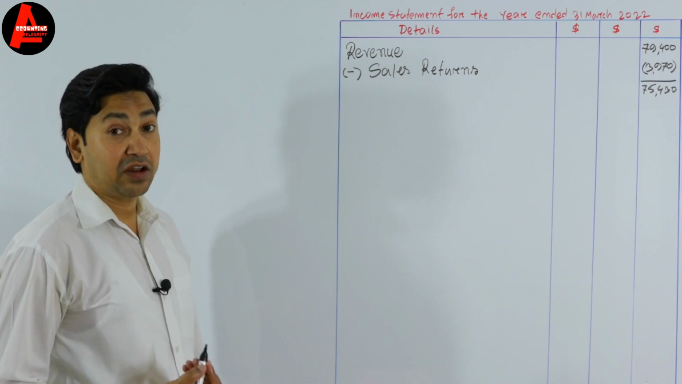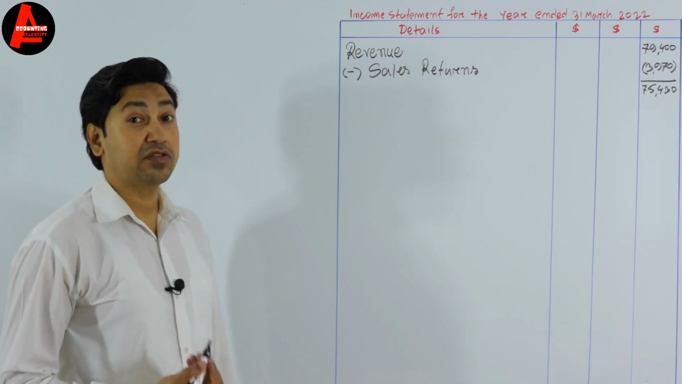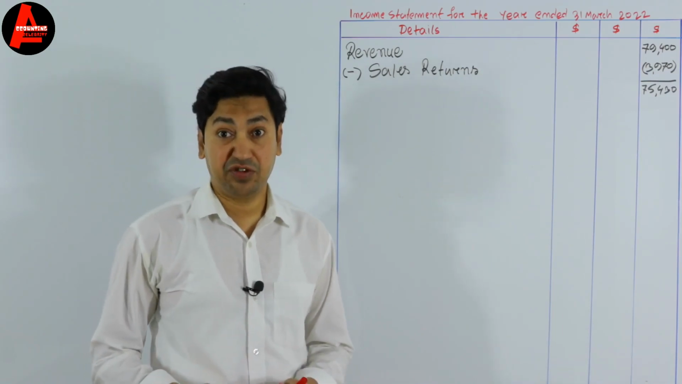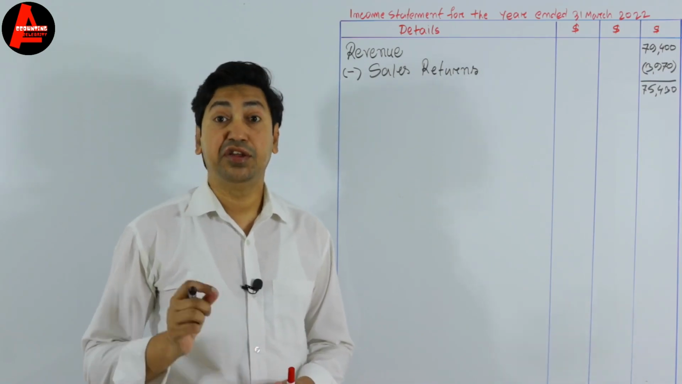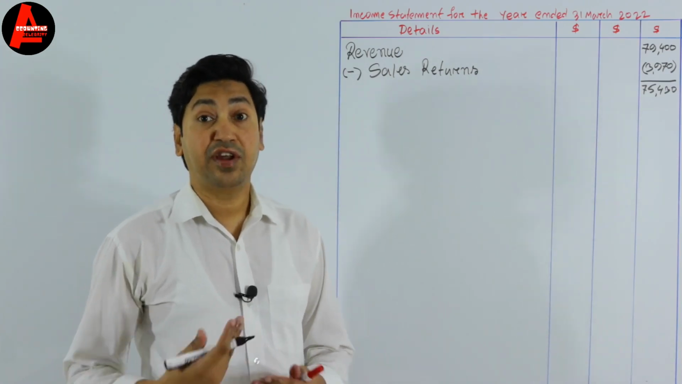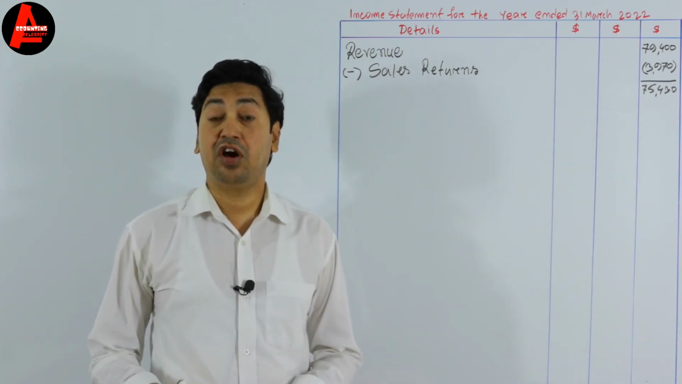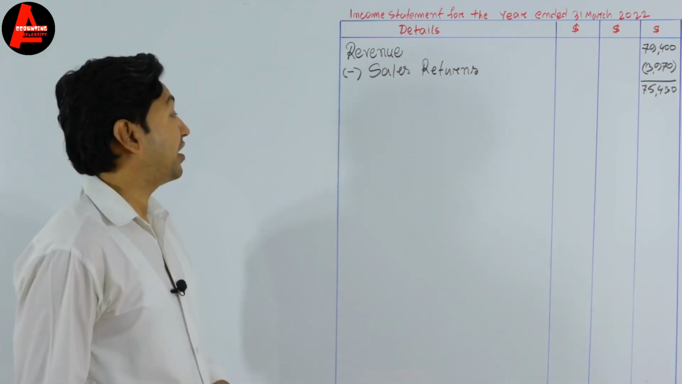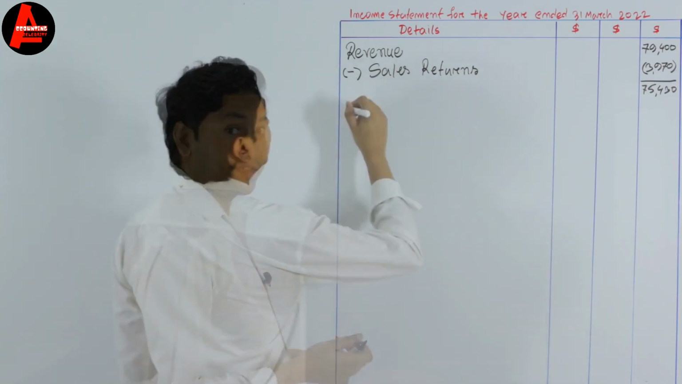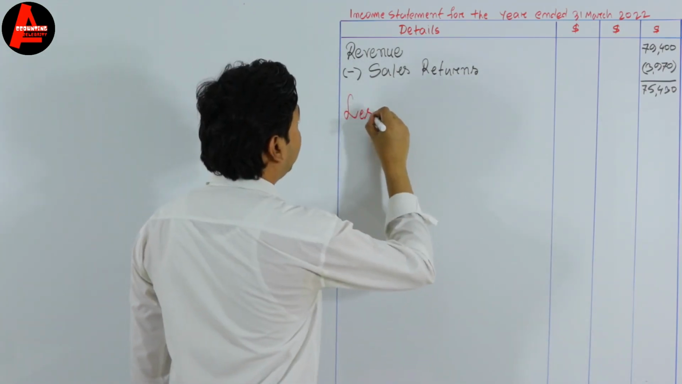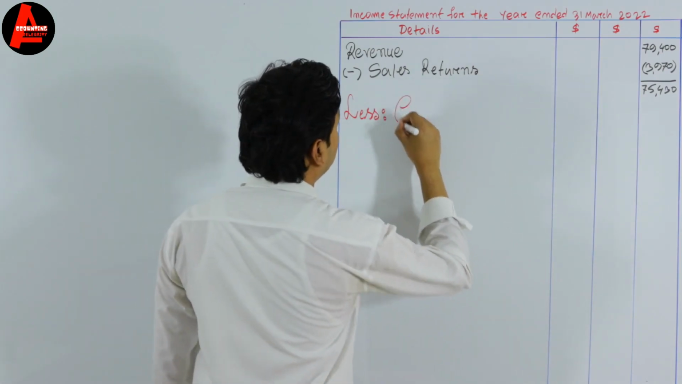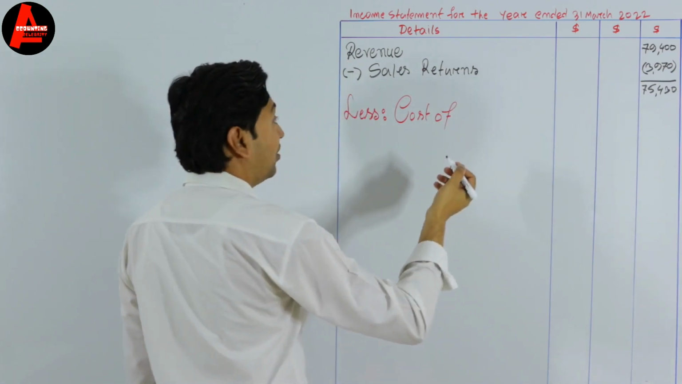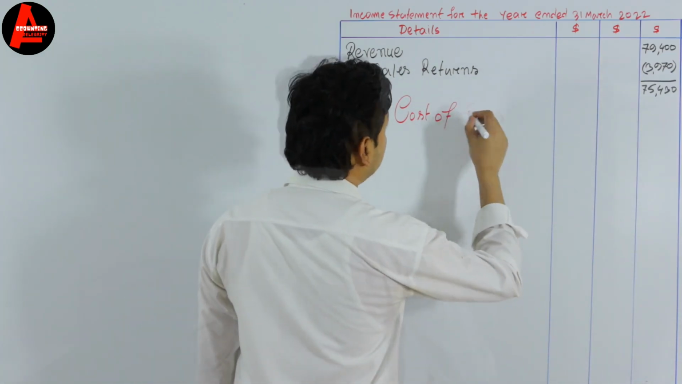Now we will calculate our cost of sales. How to calculate cost of sales? Opening inventory plus purchases minus closing inventory. This is our cost of sales. If we have an adjustment with purchases, for example purchase return, carriage inwards or goods for our own use, we will do it with the purchases. So now let us write here less cost of sales, or we call it cost of goods sold.